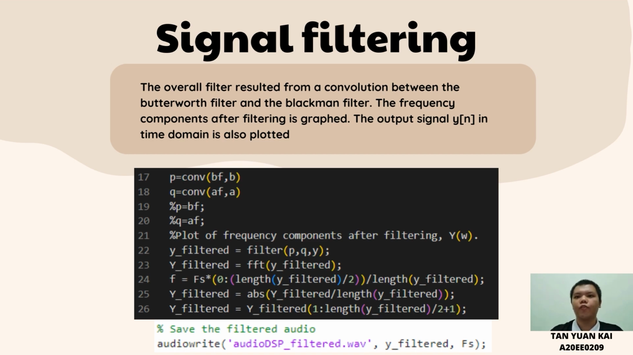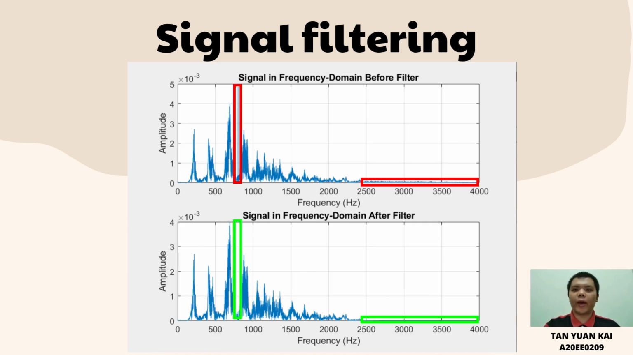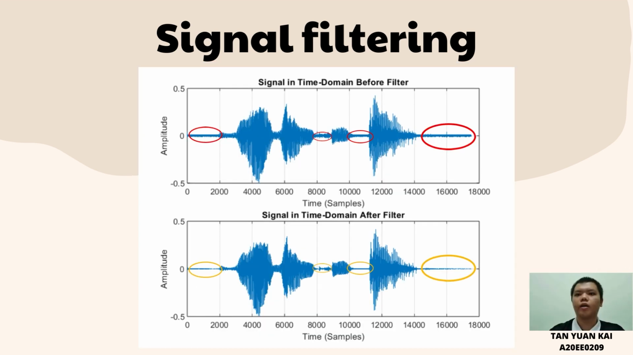The graph before signal filtering and the graph after signal filtering in the time domain are plotted using the MATLAB codes as shown below. The frequency domain H(omega) before and after signal filtering are plotted using MATLAB. The red frames show the noise signal while the green frames show the noise removed. The graph before and after signal filtering in the time domain are shown, where the red circle represents the noise signal before the signal filtering and the yellow circle represents the signal after filtering.